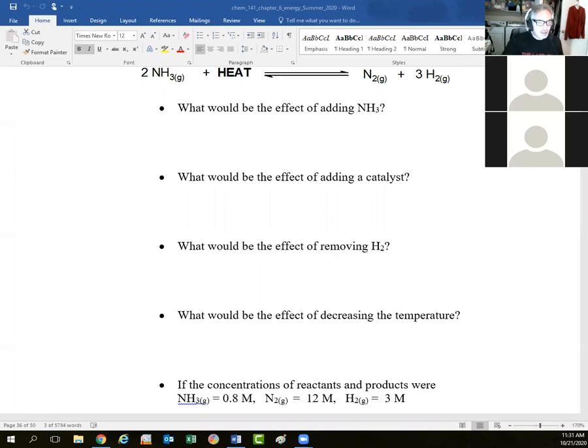Let's see. So we had some equations to look at, or some questions to look at. So ammonia, consuming heat energy to produce nitrogen and hydrogen gas. And so our first question is, what is the effect of adding ammonia, NH3, to the reaction? So of course we said that for adding a chemical like ammonia, our mantra is that we've now got too much of that chemical. And so to compensate, the system is going to use that chemical up.